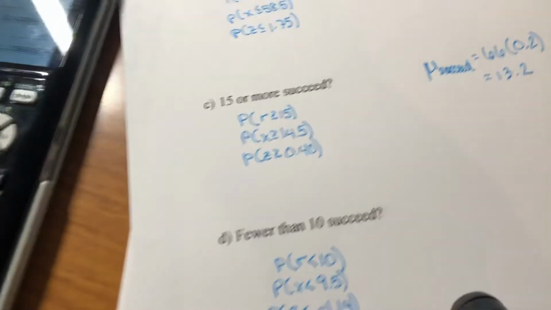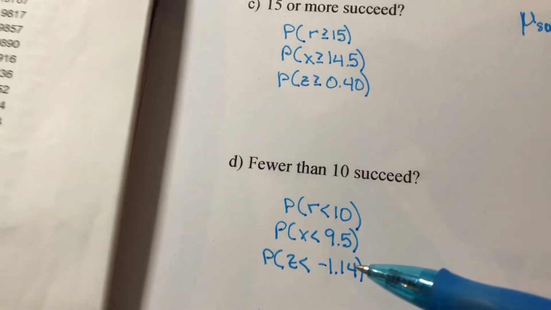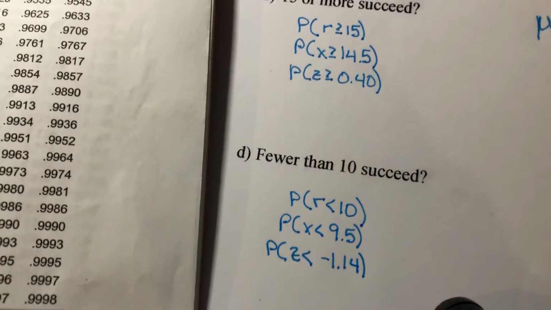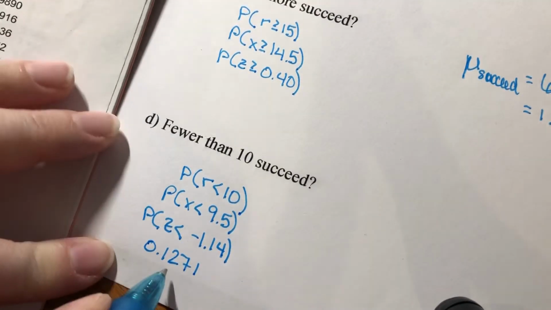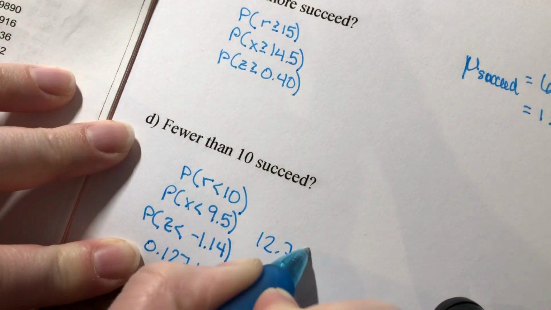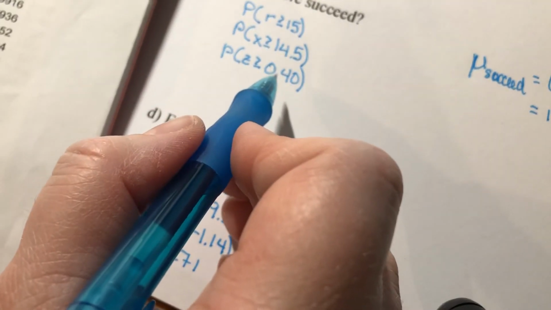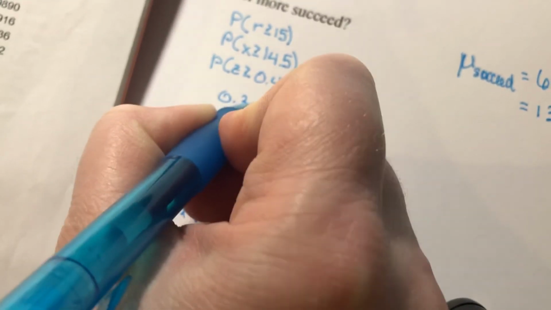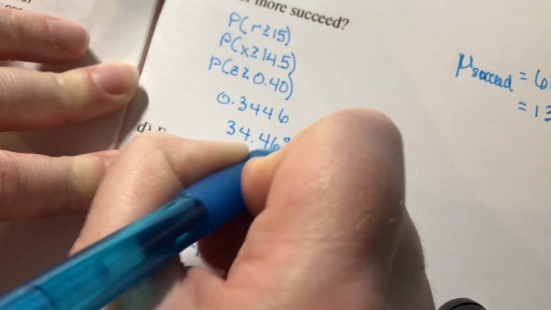And once again, I would look all these up in my table. That one's a less than, so I would just look it up exactly as is. So negative 1.14 would end up being 0.1271 or 12.71%. And then here, I'll go and look this one up. So the opposite of 0.4, I'm going to look up negative 0.4, which would be 0.3446 or 34.46%.